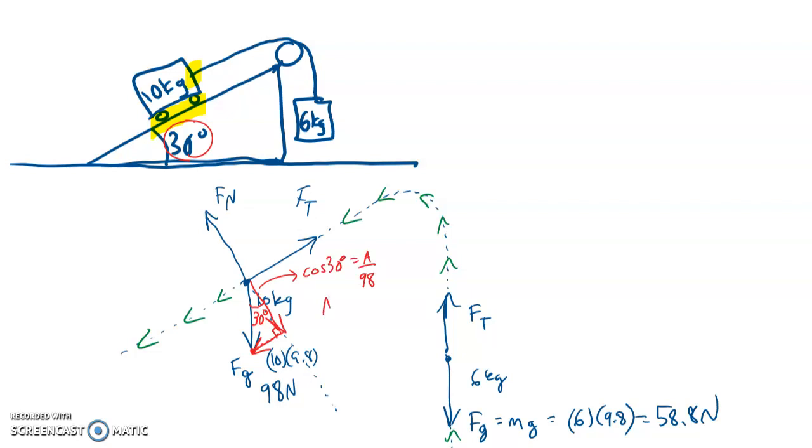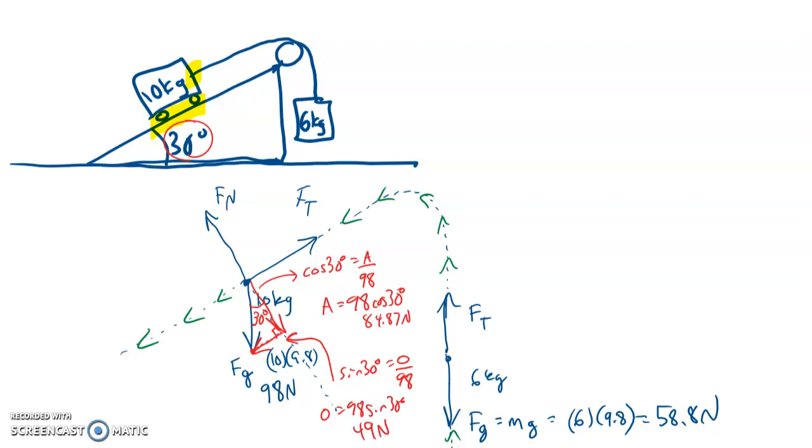And so if you do your math, adjacent equals 98 times the cosine of 30, and that's 84.87 newtons for the y component. If we do the x component, we're going to do sine. So the sine of 30 equals opposite over 98. Opposite equals 98 times the sine of 30, and that gives us 49 newtons.